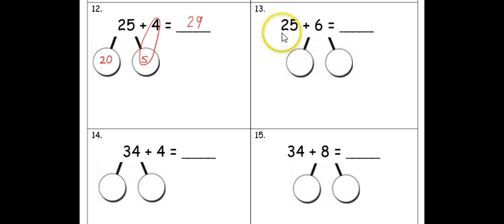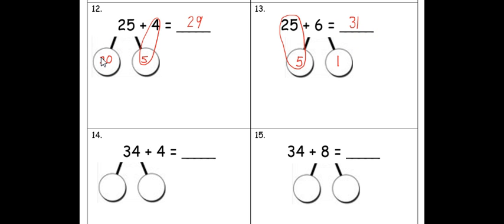Going across, I'm adding 25 plus 6. Well, we said we needed 5 more to make another 10. I have more than that, so I'm going to break apart my 6 instead. I'm going to show the 5 more that I needed to make another 10, and then 1 extra. So I can look at 25 and 5 as being 30, and then 1 more gives me 31.